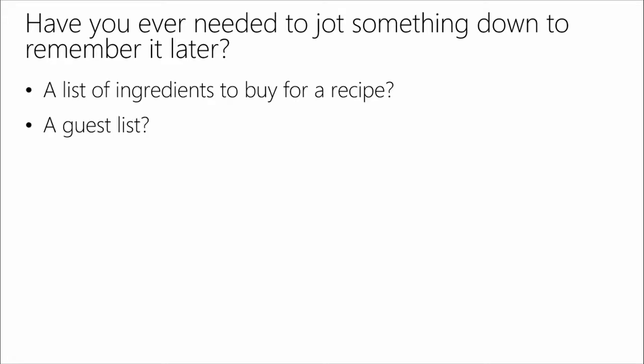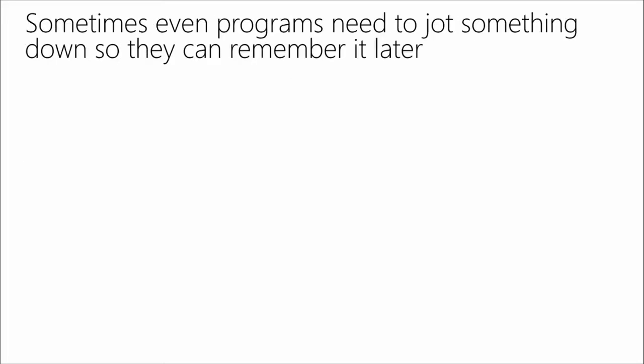So, things like a list of ingredients to buy for a recipe, that guest list, although Susan's going to throw me right off of it, a phone number, you need to be able to jot things down. And just like you do in real life, that holds true in digital form as well. That we do need to be able to store files.